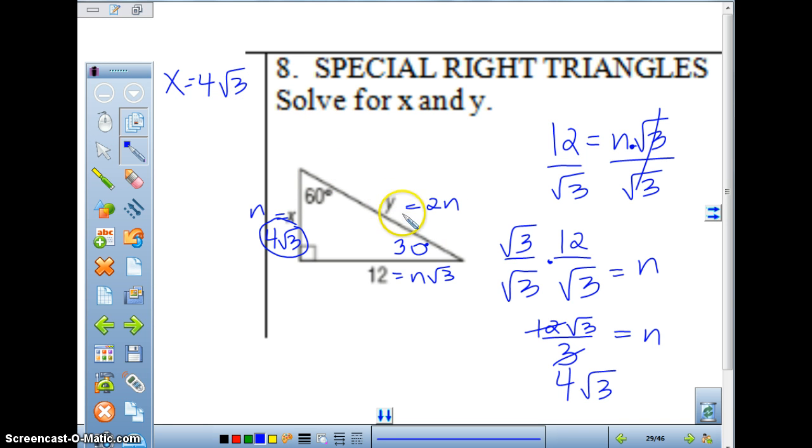And then the only other one I've got to figure out is y. Well, if I look at this, my n is 4 root 3, so then I've got to do 2 times 4 root 3. The only thing I can multiply together are the 2 and 4, and they become 8 root 3. So then my y value right here is 8 root 3.